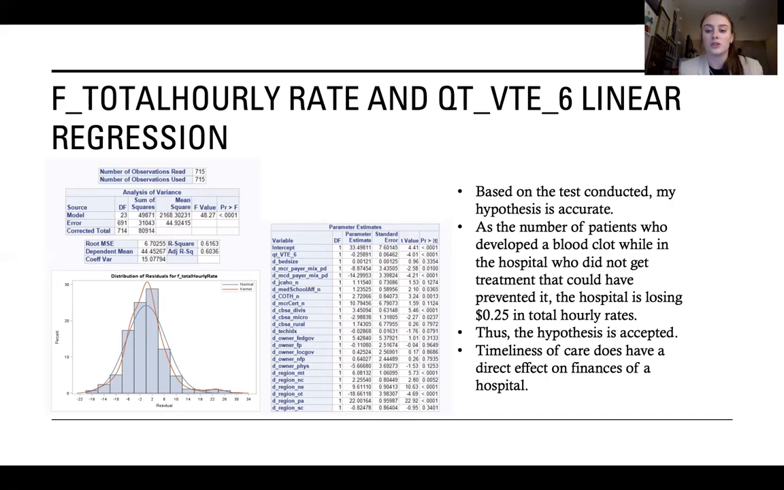As the number of patients who developed a blood clot while in the hospital who did not get treatment that could have prevented it goes up, the hospital is losing 25 cents in total hourly rates, which in theory is not that much, but there are still less as total hourly rate increases. As total hourly rate increases, there are still less patients that develop a blood clot in the hospital.